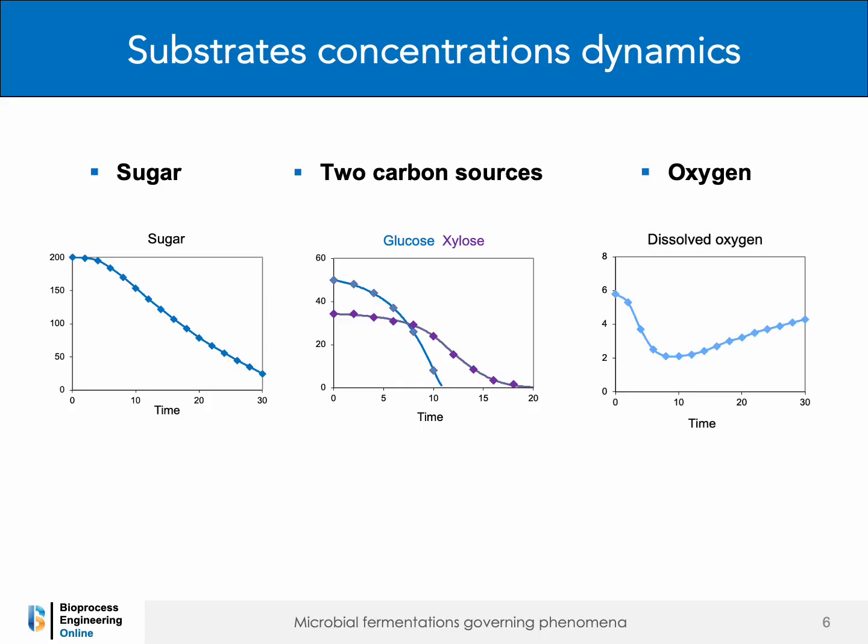In aerobic fermentations, the dissolved oxygen concentration tends to follow a more complex trajectory. It declines rapidly during the fast growth phase, reaches a minimum, and may rise again as the primary carbon source is exhausted and cellular activity slows or transitions to another metabolic state.